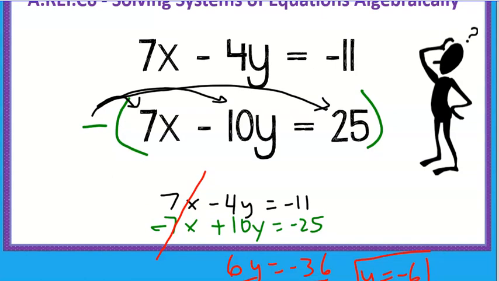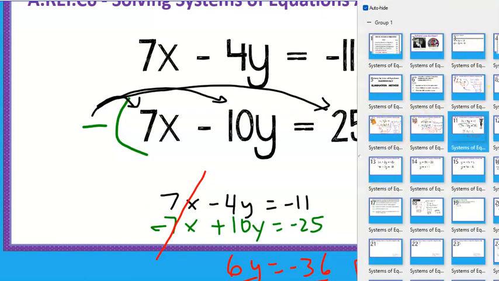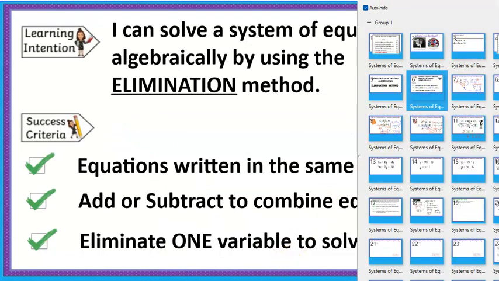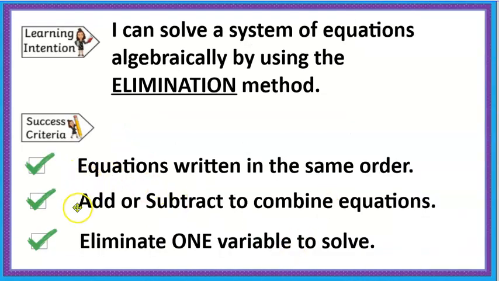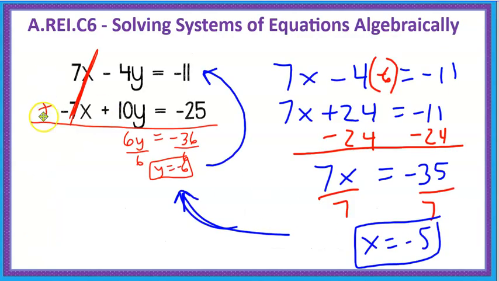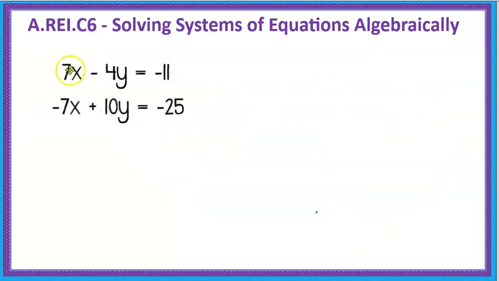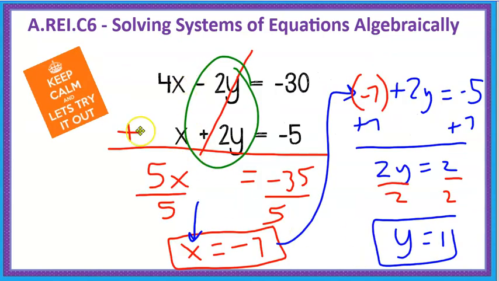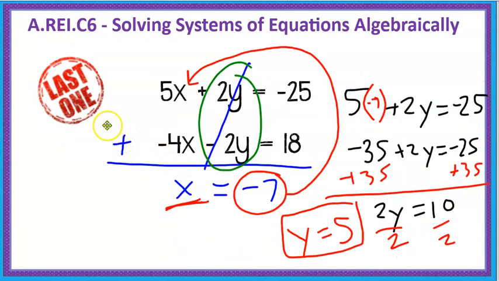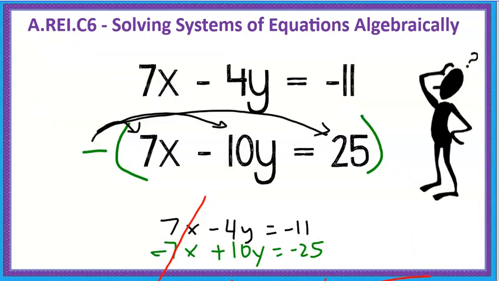So back when I showed you the learning targets at the beginning of the lesson, you'll notice now what this second check mark is about. Add or subtract to combine the equations. So for the first few, we had an elimination. For the second one, we added and we got an elimination. And for the third one, we added and we got an elimination. But for the fourth one, we had to subtract. So I'm not going to solve this entire problem because I already did with the first example, because once I altered it, it was the same.